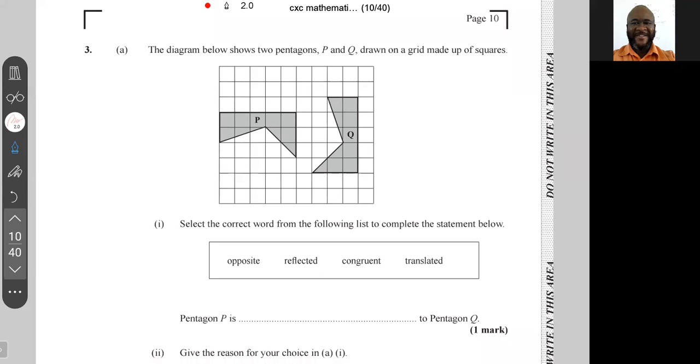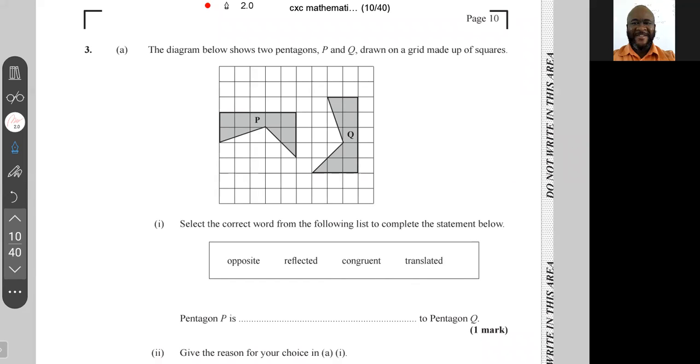All right, so this is January 2021. We're doing question number 3. It says the diagram below shows two pentagons P and Q drawn on a grid made up of squares. Select the correct word from the list to complete the statement below.